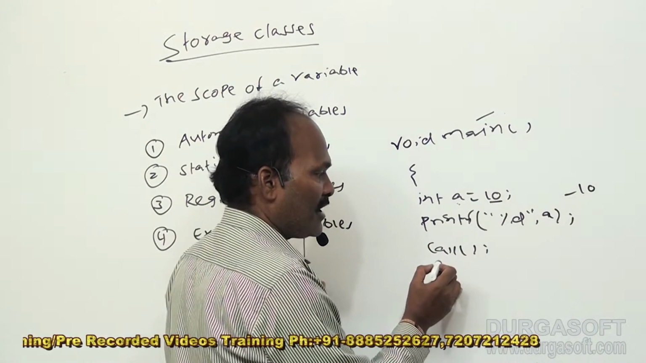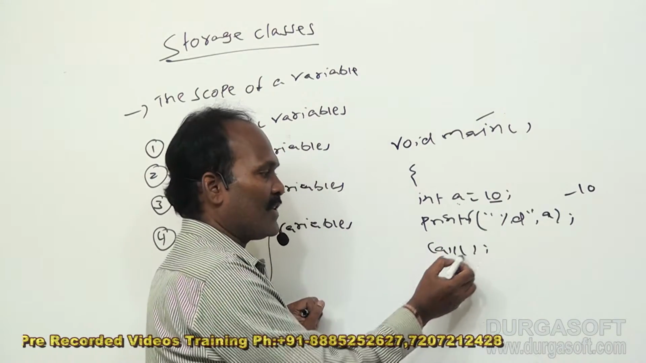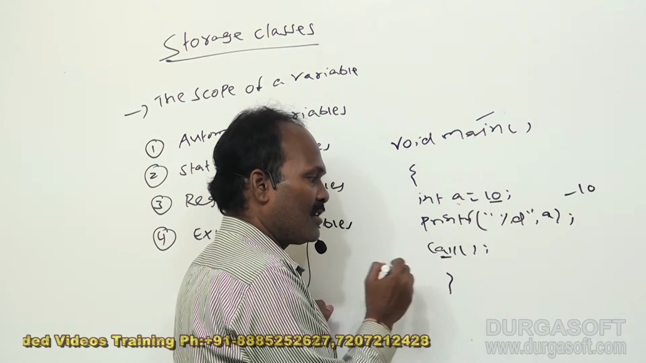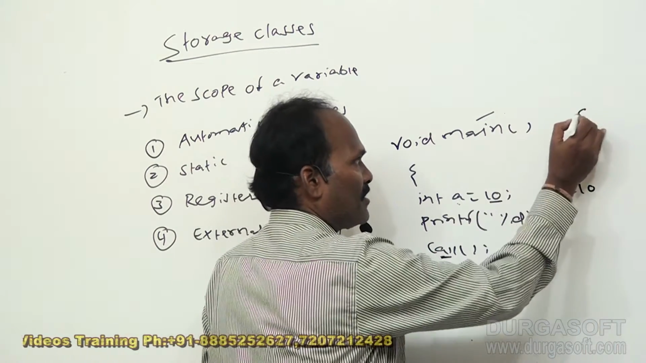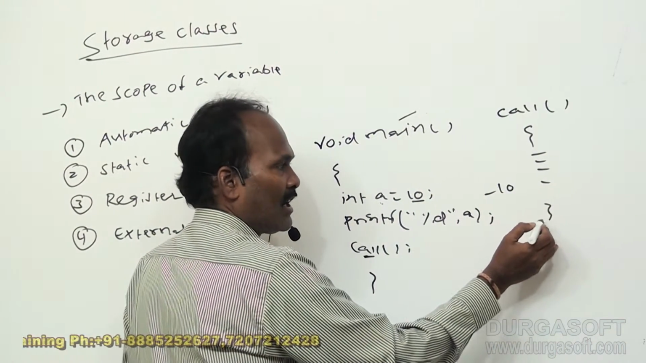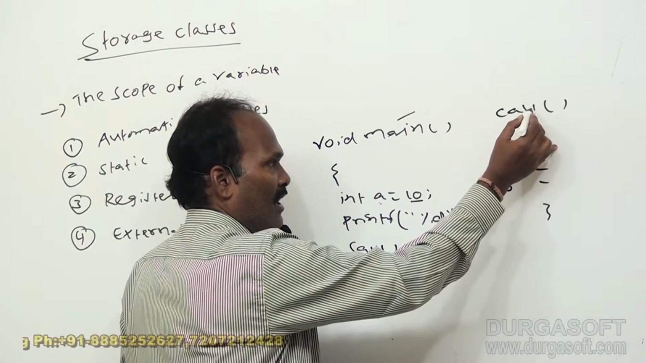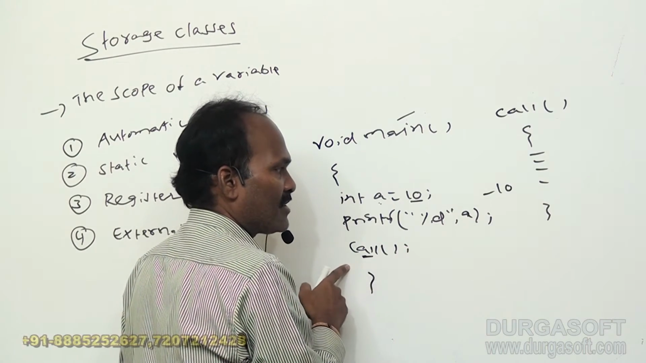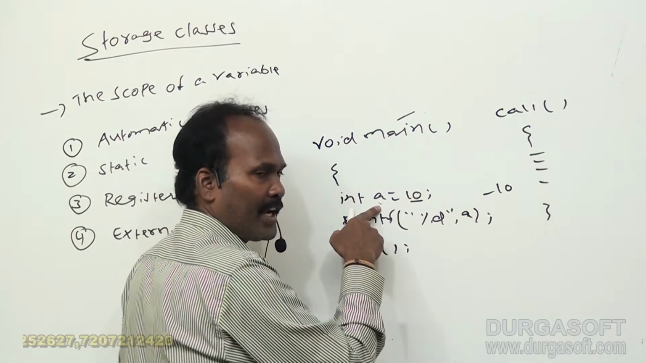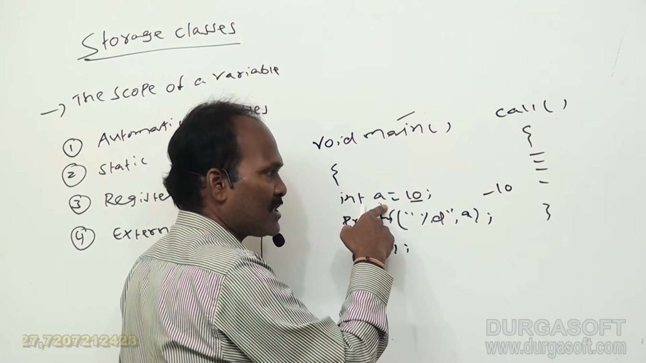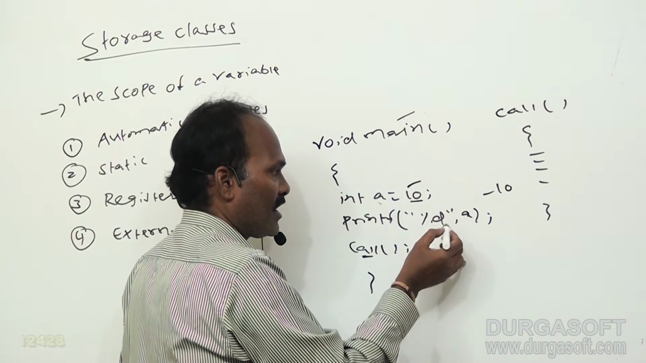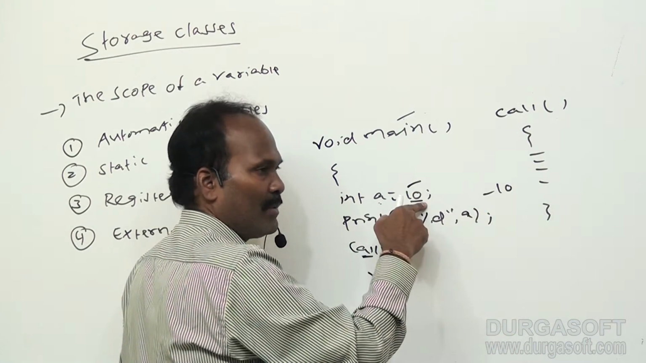In the next line, I am making a call to a function, callfunction, which is itself a function name. Immediately the flow of execution is shifted to callfunction. It performs some actions, and whenever control encounters the closing bracket of callfunction, it returns to the main function. When returning to main, it does not know about a. Whenever main is created, a is created, and when control jumps to callfunction, this a equal to 10 will be destroyed.